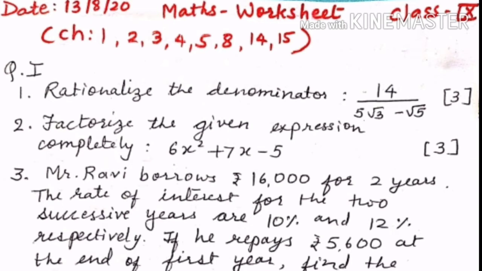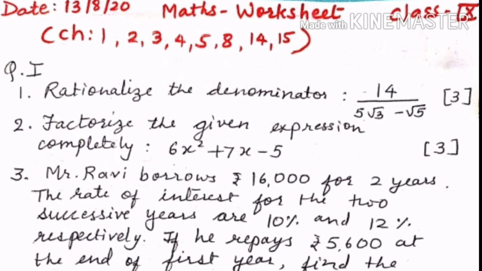Question number 3 is Mr. Ravi borrows rupees 16,000 for 2 years. The rates of interest for the two successive years are 10% and 12% respectively. If he repays rupees 5,600 at the end of first year. So students, here principal is 16,000 for 2 years and rates are successively given 10% and 12%, but you cannot use the successive years rate formula, because he repays at the end of first year.